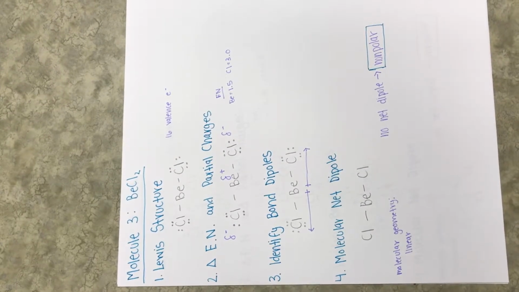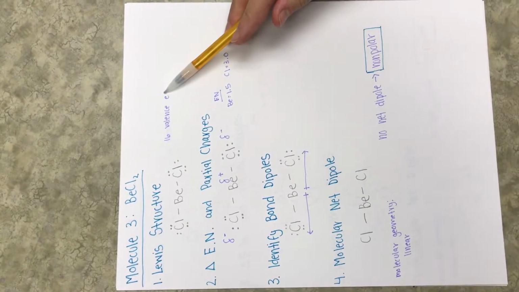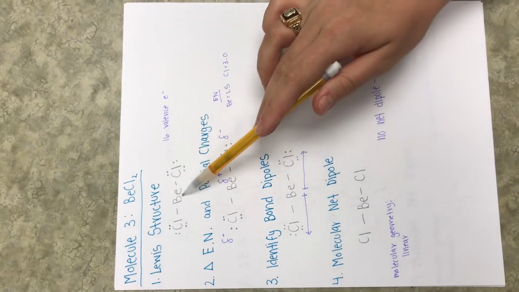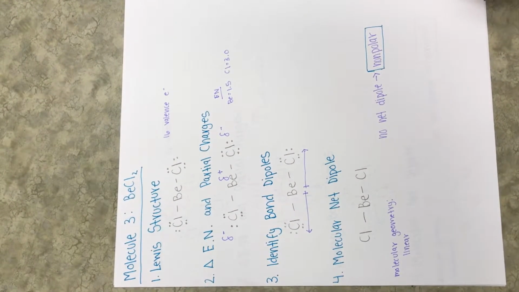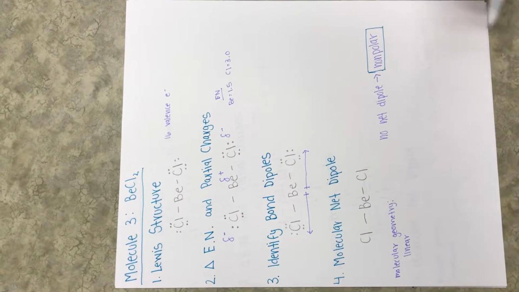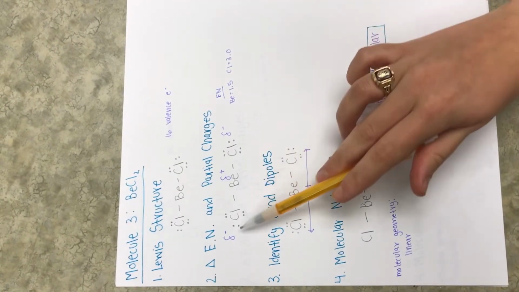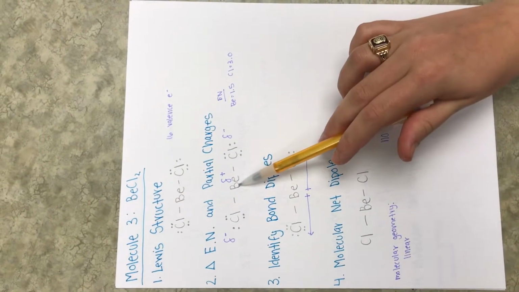Now we will look at BeCl2 to see if it is polar. There is a total of 16 valence electrons. We have used all 16 electrons, but the central atom Be does not have an octet. This is okay because Be is an exception to the octet rule. Now let's look at the bond dipole. The most electronegative atom is Cl, so it has a partial negative charge. This means there will be a partial positive charge on the Be atom.